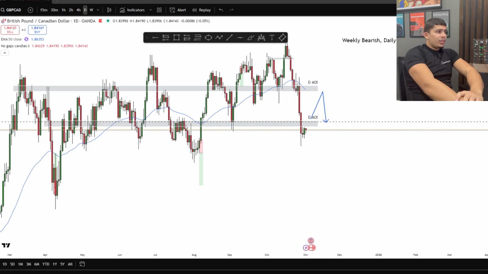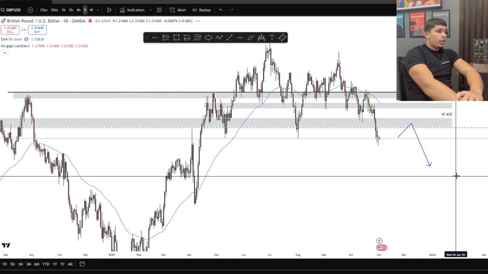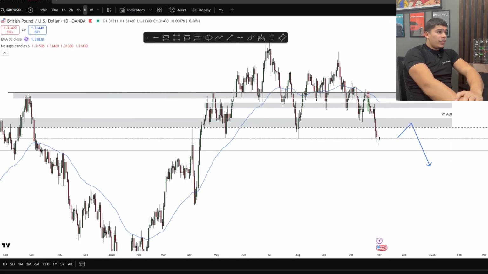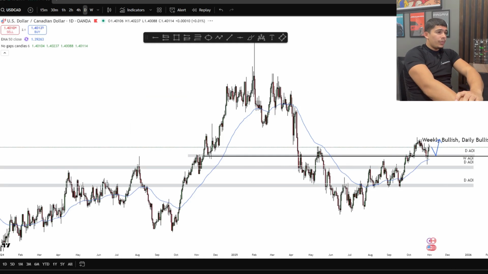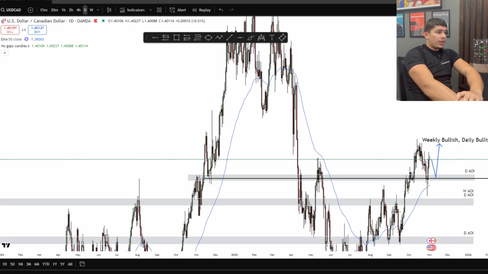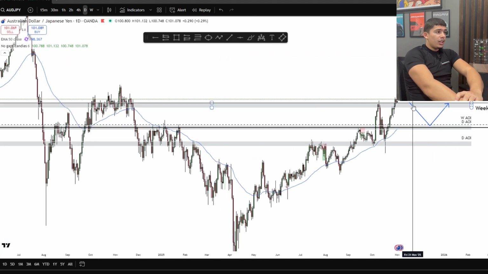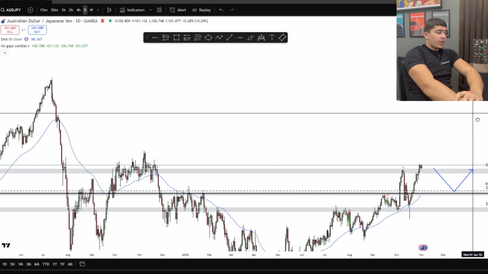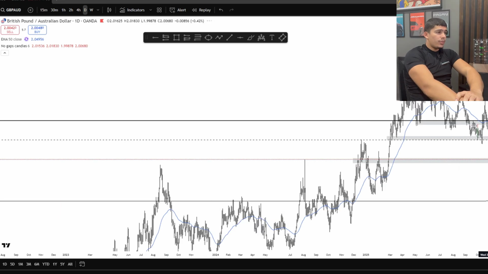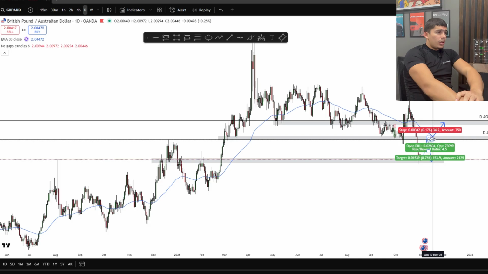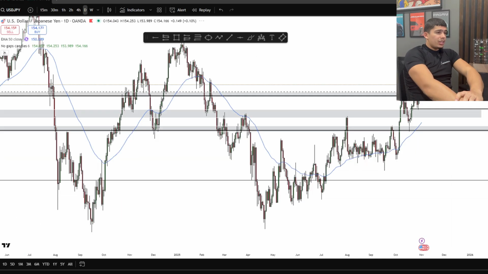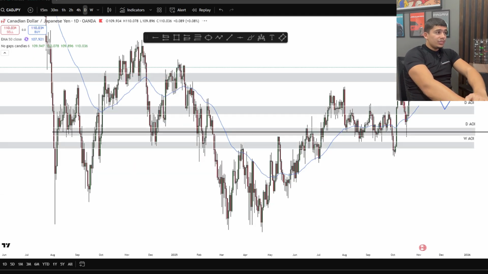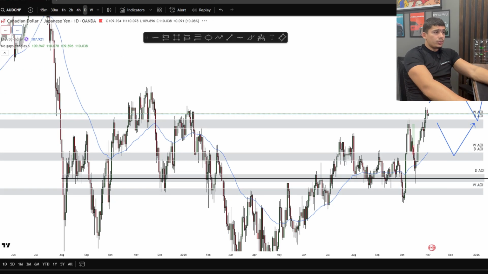Here, I'm not really interested in GBPCAD unless it comes back to this point, then I'll be interested. This one, I'll be interested if it comes back to this area to retest back down. USD CAD, if it comes back to this area, I'll be interested in taking it again. AUD JPY, for it to come back down here again to retest back up. And this to come back to this area so it goes to the downside. These are all very, very similar trade setups.